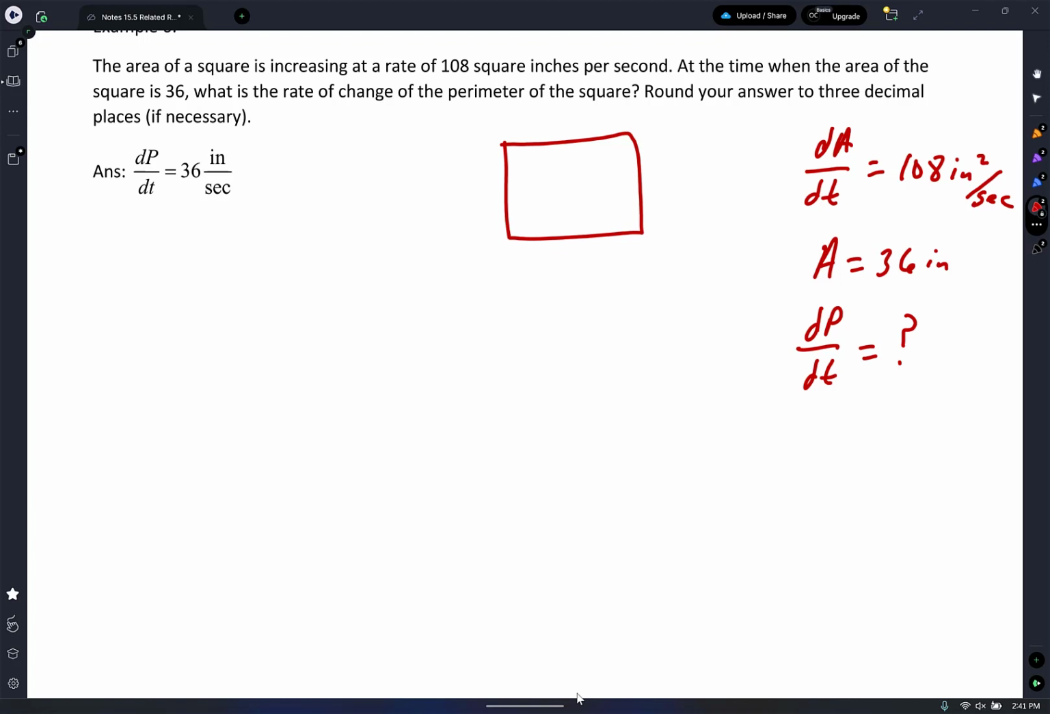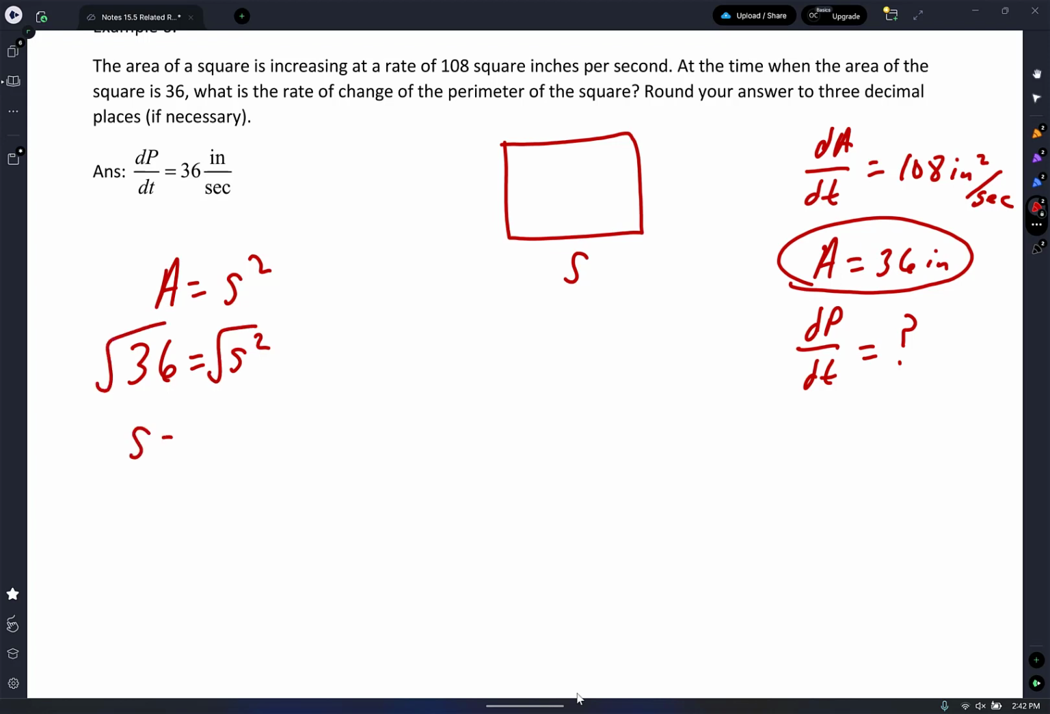Before you can solve this, you need to figure out what the length of each side is. Do you want to call it S or X? It doesn't matter to me. S, so S stands for side. So area is equal to side squared. They told me that the area is 36, so 36 equals side squared. So that means square root. S is equal to 6. You got everything you need now. The perimeter is 4S.